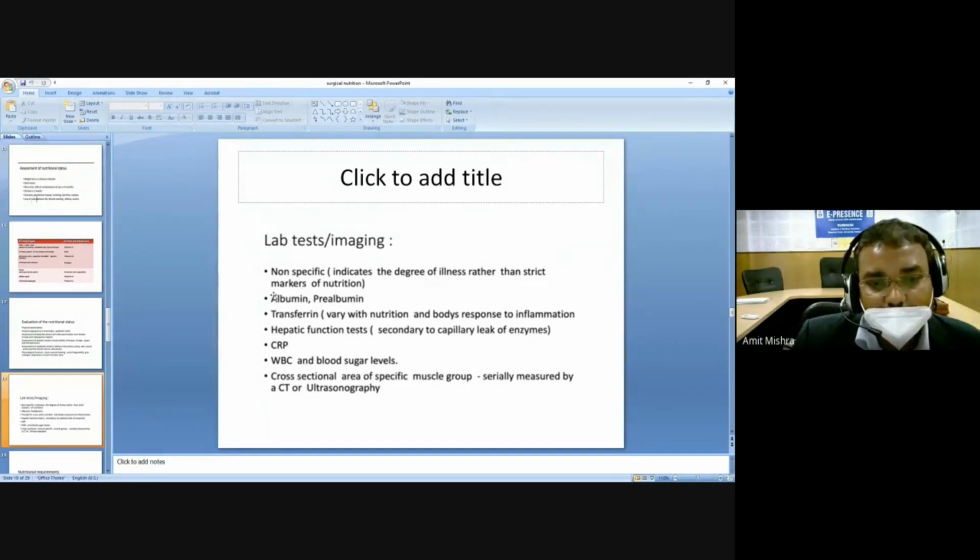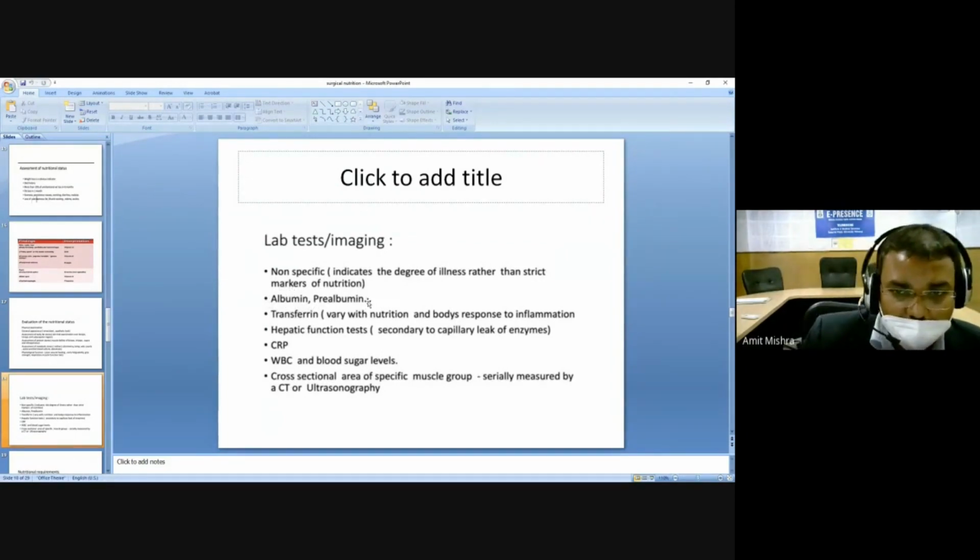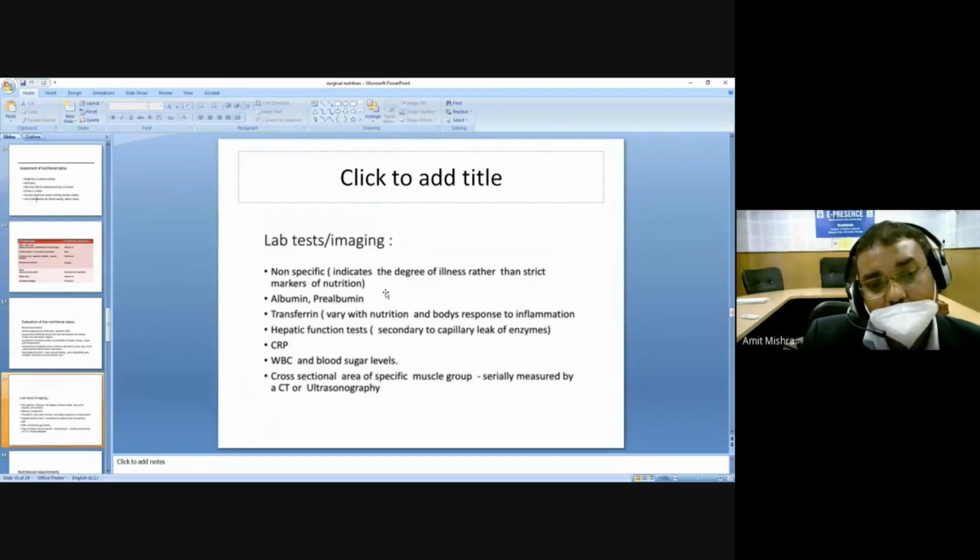Certainly, when we are planning for any surgery, this is an important factor. We always look for albumin or pre-albumin. Basically, this indicates the degree of illness rather than being a strict marker of nutrition, but they are certainly important factors for evaluation of the patient's nutrition and ultimately the outcome. So albumin or pre-albumin, then transferrin level, which varies with nutrition and body response to inflammation.